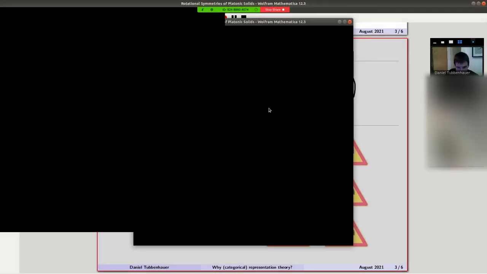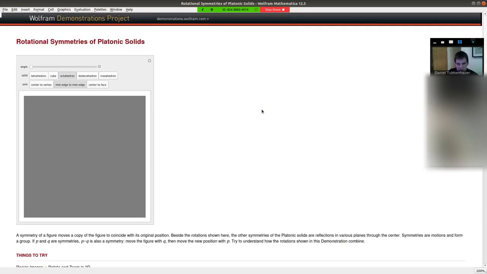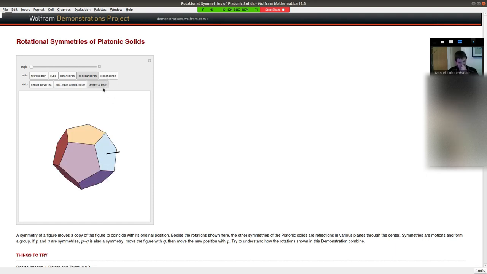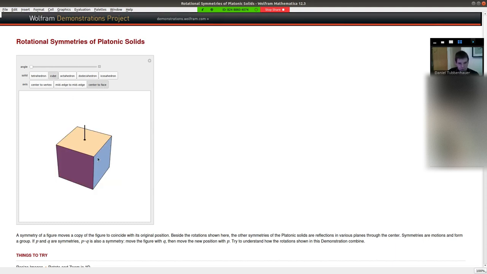Okay. So here's a mathematical demonstration. Yeah, so this is life. So here are the five platonic solids. The dodecahedron takes a while to load, and the icosahedron also takes a while to load. So maybe let's do the cube. That's the one everyone knows. So here's the cube, as you can see.